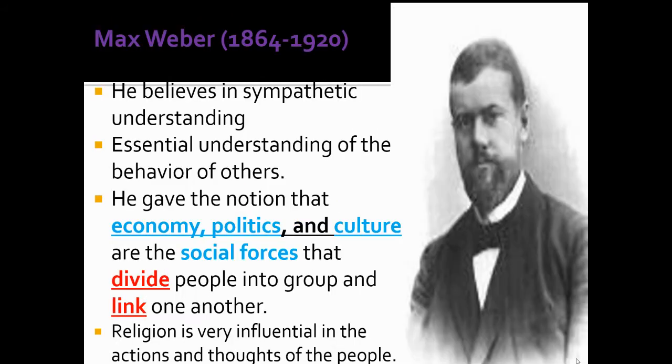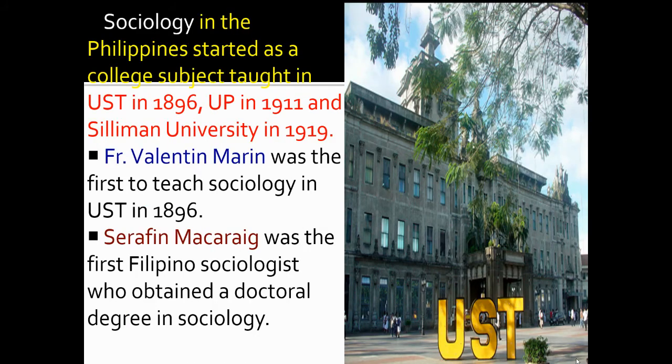Weber, or Max Weber, believed in sympathetic understanding, essential understanding of the behavior of others. He gave the notion that economy, politics, and culture are the social forces that divide people into groups and link one another. For him, religion is very influential in the affairs, actions, and thoughts of the people.